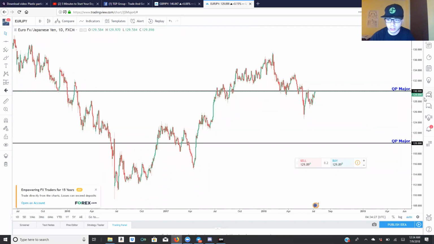If you take out the decimal. Okay, so that's how you're able to distinguish the 1,000 pips. Give me a QP major and a QP major.